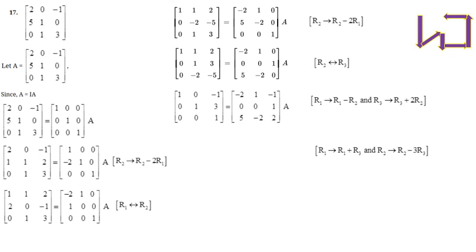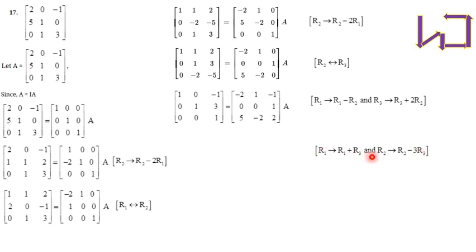Next, we have to move on to another transformation, that is R1 changes to R1 plus R3. We want to make this one 0 now. It is easy to make 0 because minus 1 is here, plus 1 is here. If we add R1 and R3, this becomes 0. And R2 changes to R2 minus 3R3. This one we want to make 0. For that, just subtract R3 after multiplying with 3, from R2.